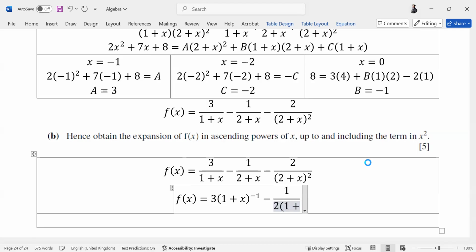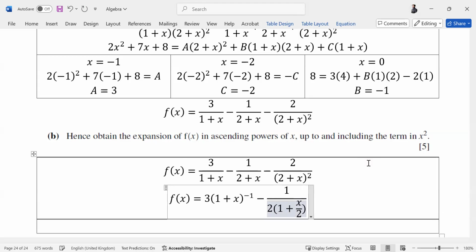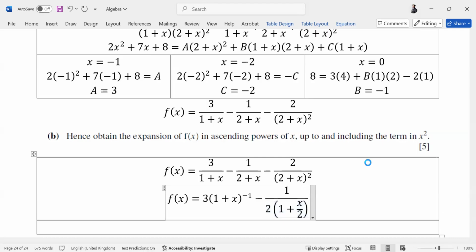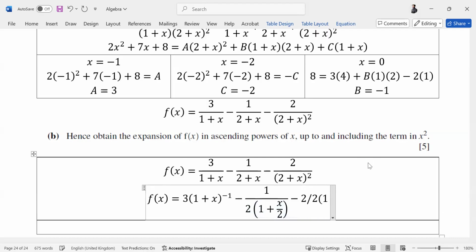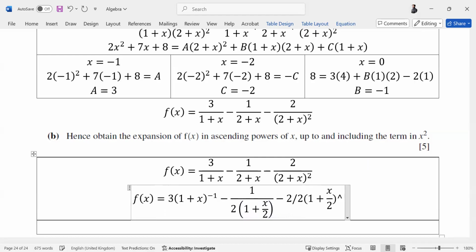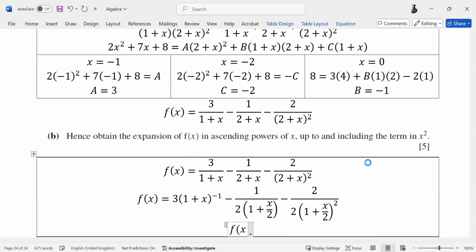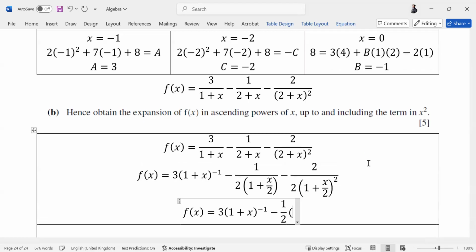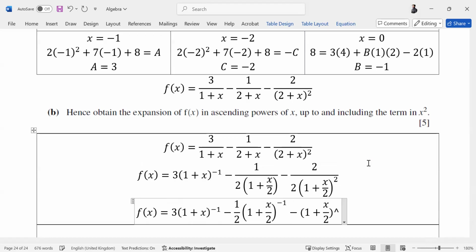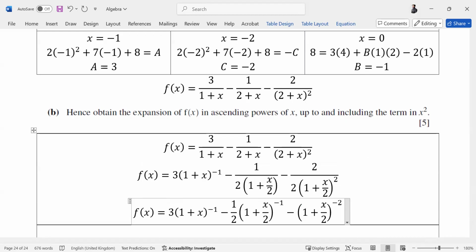I'll take it common in the denominator because I know I'll be taking it up, making the power -1, 2 upon 2, 1 plus x upon 2. Make sense? Any further simplification before we start expanding? Minus half into 1 plus x upon 2 to the power -1 and minus 1 plus x upon 2 to the power -2. Is that it?